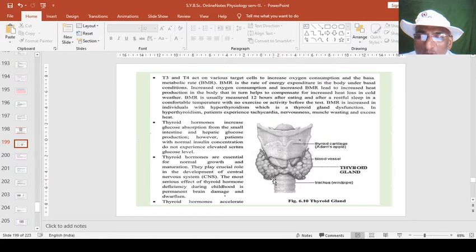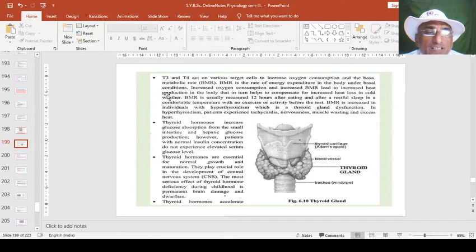These are the two lobes, joined by a central isthmus. This is the isthmus. This is the left lobe, this is the right lobe, and both lobes are joined at the middle, called the isthmus. So this is the thyroid gland, and this is the trachea or windpipe, through which respiration is carried out.